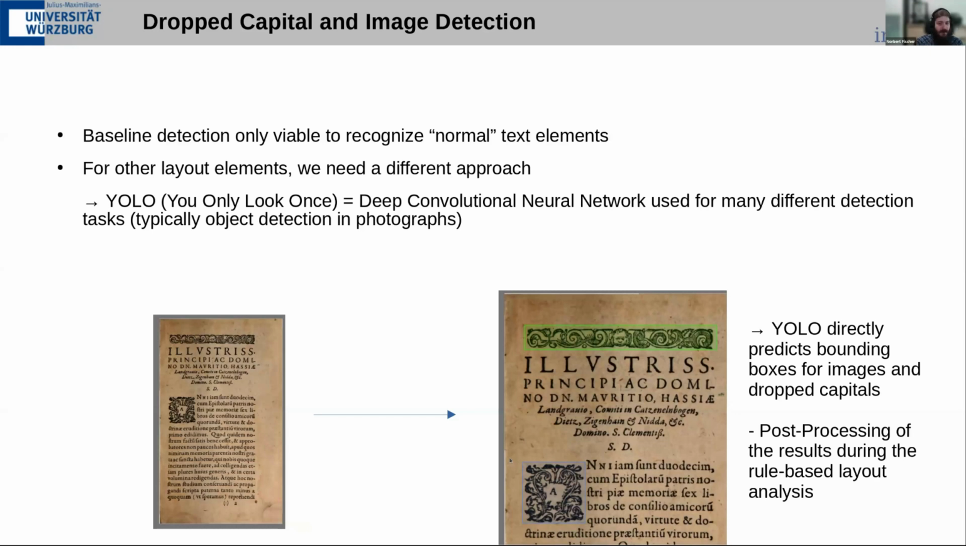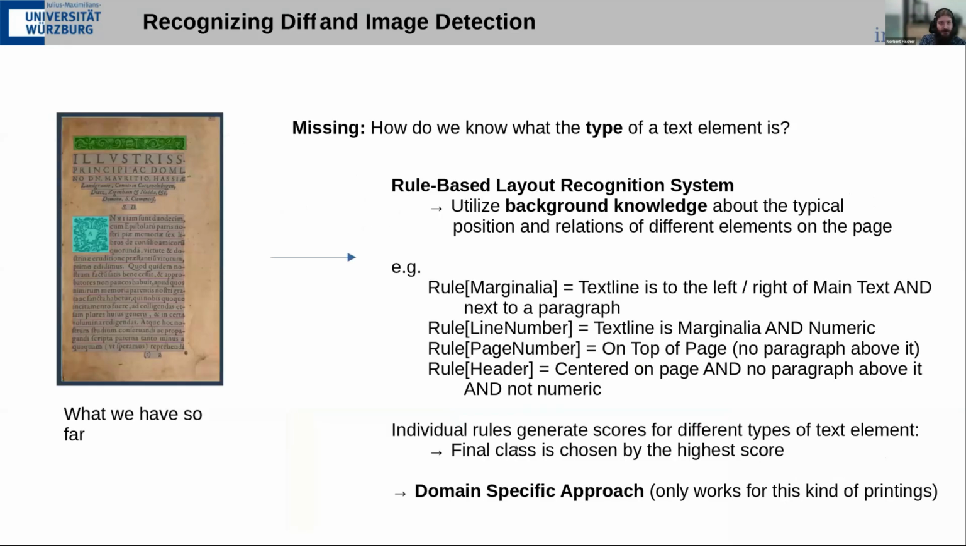During the project, because we started off with just our baseline recognizer, we then corrected the data and also labeled the dropped capitals and images, and we then used this data during the project to gather training data for YOLO. So our YOLO model was finally trained on all of our corpus, as well as on synthetic training data. And then these predictions from the YOLO model will also be used in the next step, which is the rule-based layout recognition.